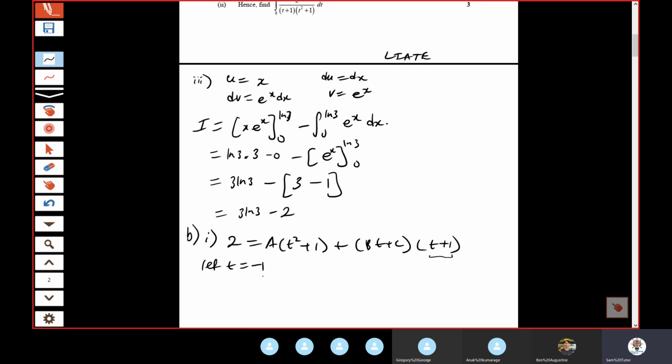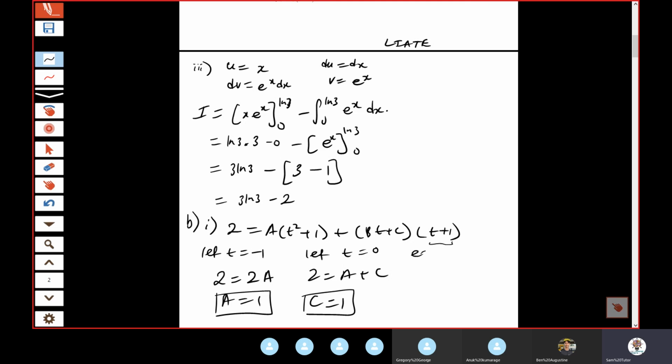Let t equal to negative 1, then you end up with 2. Negative 1 squared is 1, 1 plus 1 is 2a, and then this is gone. So a should equal 1. Then you would let t equal to 0. After you cross out all the factors, which is gone, now you let t equal to 0, you end up with 2 equals a, right? A times 1 is a, plus 0c. A is 1, therefore c equals 1.